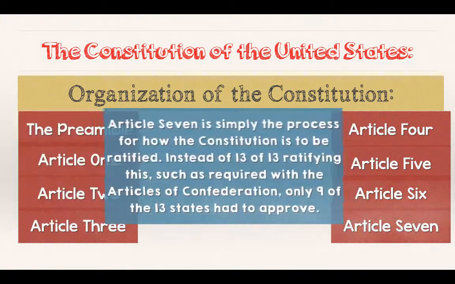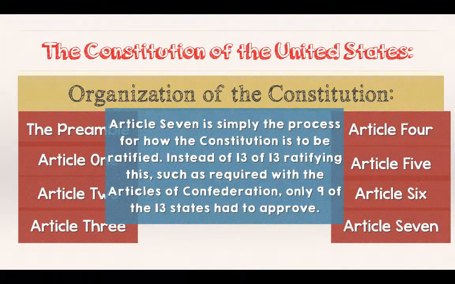Article 7 is the last article, and it simply says that we need 9 of 13 states to ratify this Constitution. We definitely learned our lesson from the Articles of Confederation here, only going with a basic three-quarters majority instead of 100% agreement. And that was an important thing for getting this document ratified.